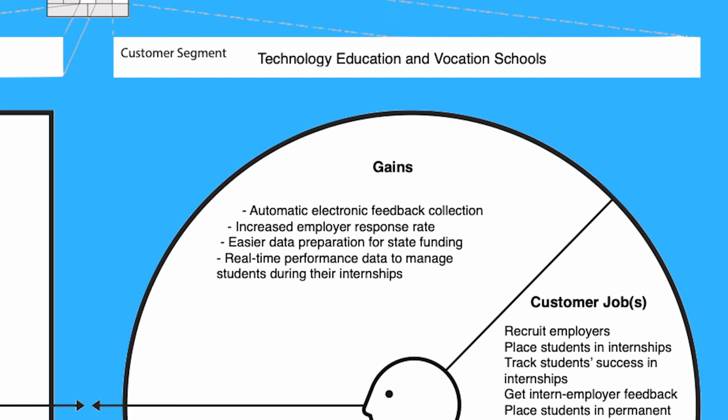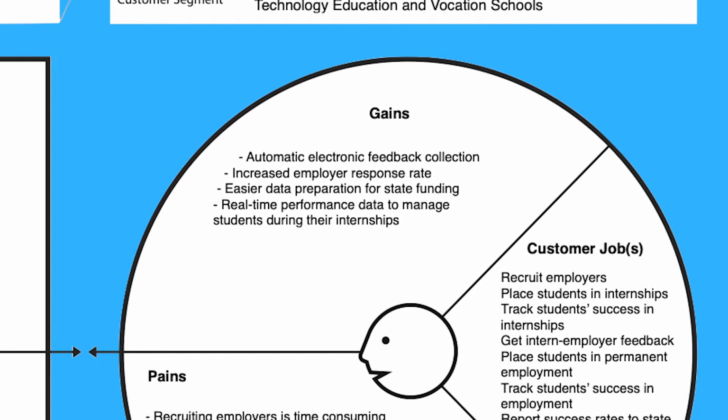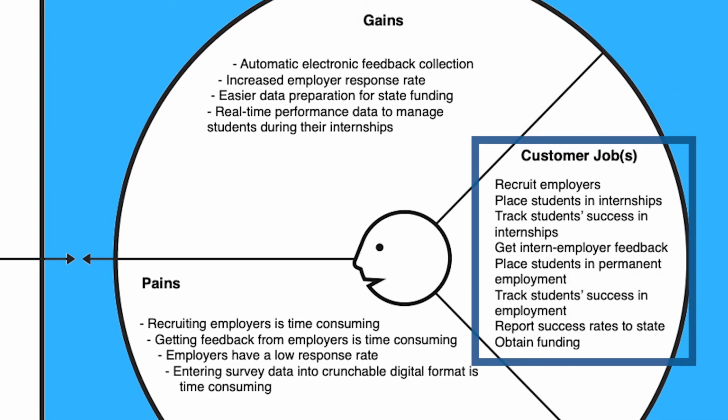So here are the customer jobs from our value proposition canvas that I assumed going into these interviews. As an administrator or an instructor for a dental assistant course at a trade school, the things that I want to do in an app are: recruit employers, place students in internships, track students' success in their internships, get the intern employer feedback, place students in permanent employment, track student success in employment, and then report the success rates to the state and obtain some funding. Well, actually, what I discovered is that it's not quite like that.